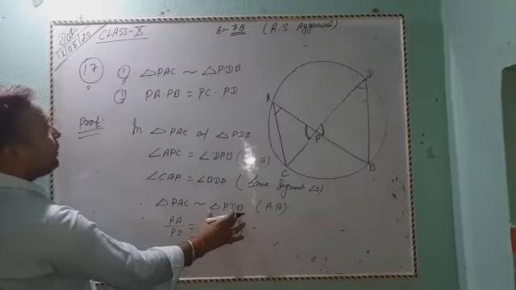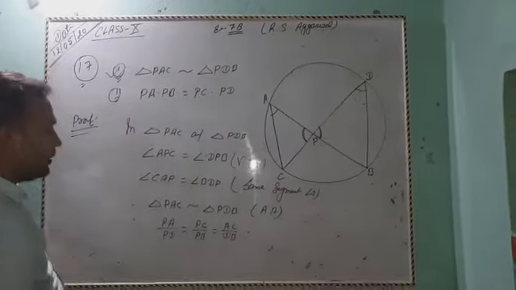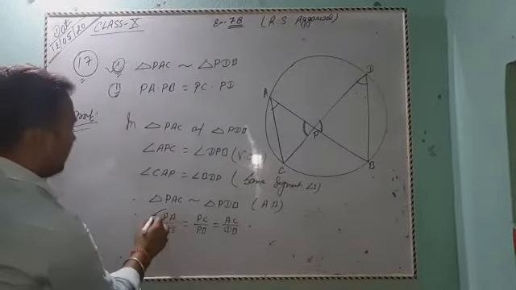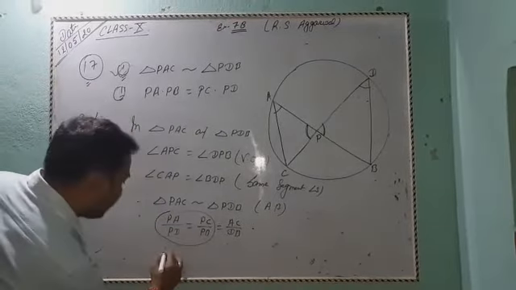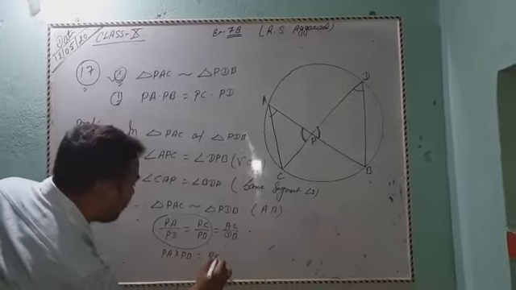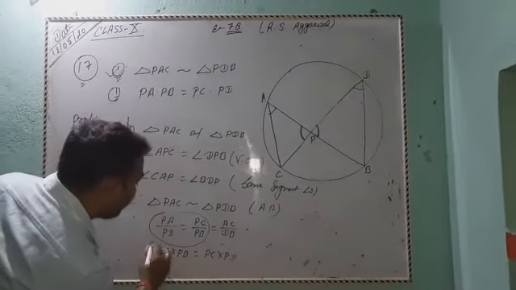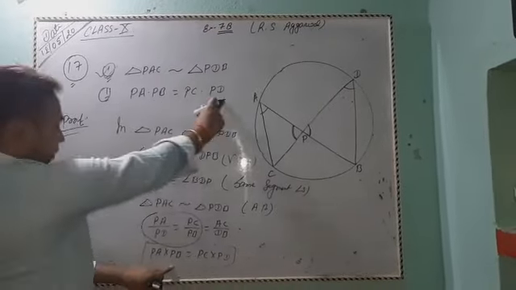PAC is similar to PDB. First is clear. And second, PA into PB. Then in the two equations, by cross multiplication we write PA into PB equal to PC into PD. Okay. PA into PB equals PC into PD.